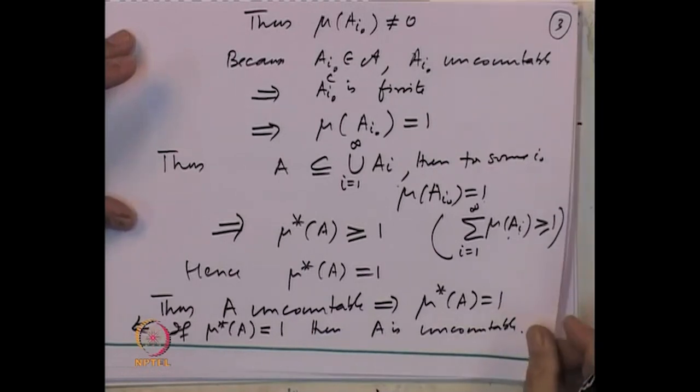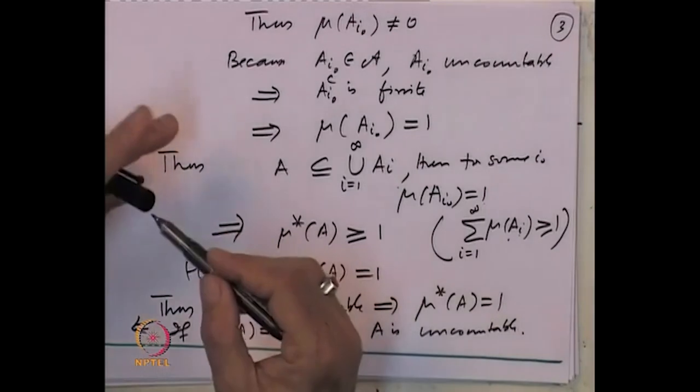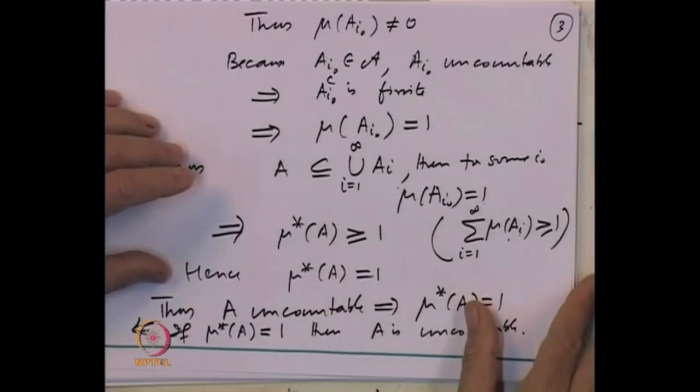So A is uncountable if and only if. So we have shown, we have characterized all sets for which outer measure is going to be equal to 1. So we have shown the fact that mu star, the outer measure induced by the measure that we are looking at, namely mu, if mu of A is equal to 0 whenever A is finite, and mu of A is equal to 1 when A complement is finite.